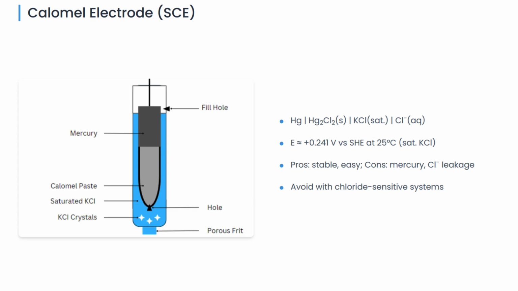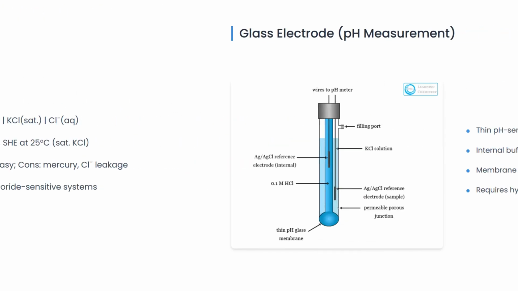Its potential is approximately +0.241 volts relative to the SHE at 25 degrees Celsius. Its pros are that it's very stable and easy to use. Its cons are the toxicity of mercury and the potential for chloride ions to leak out, which is why you should avoid using it with chloride-sensitive systems.